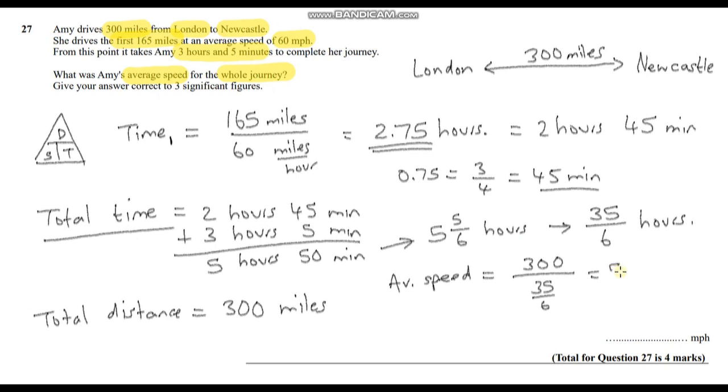51.42857, and that just keeps going on and on. But it asks us to give our answer to 3 significant figures, so it's going to be 51.4. We're going to round down because the 2 tells us to round down. It's going to be 51.4 miles per hour.